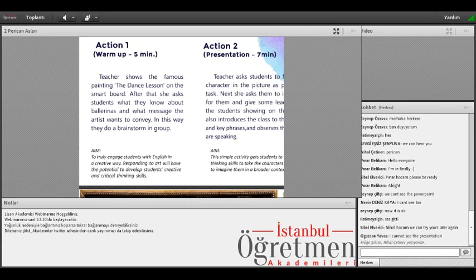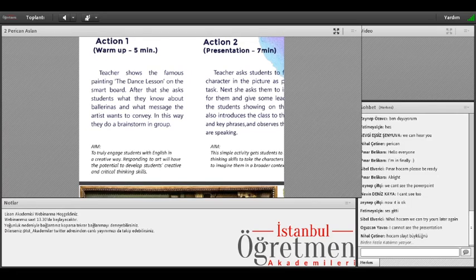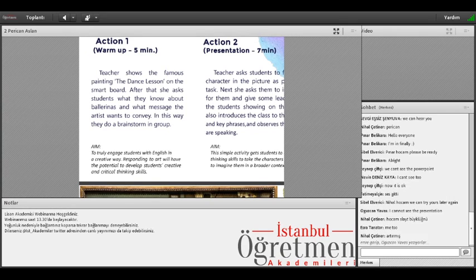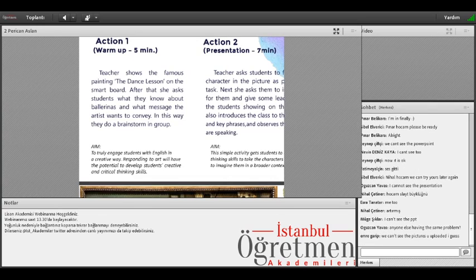After that, she asks students what they know about ballerinas and what message the artist wants to convey. In this way, they do a brainstorm in group. What is the aim of teacher? To truly engage students with English in a creative way. Responding to art will have the potential to develop students' creative and critical thinking skills.